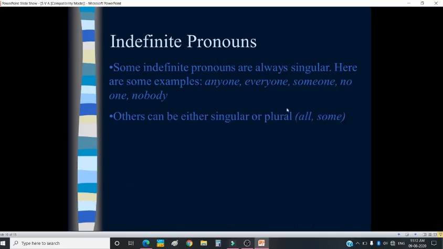Indefinite pronouns anyone, everyone, someone, no one, nobody will be what? Singular. At the same time, all and some will be either singular or plural. You can look at the example, then you will get some ideas about it. Everybody loves grammar.